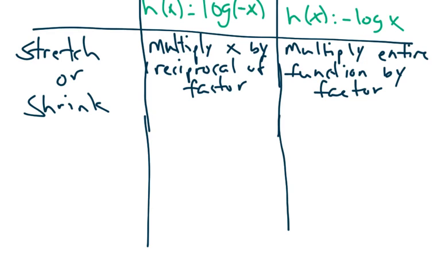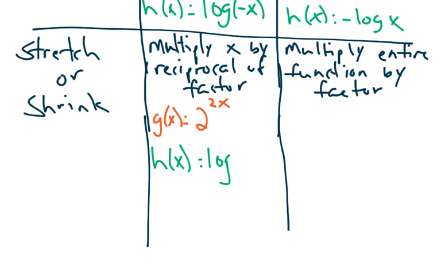So for a horizontal shrink, we could say something like g of x is equal to 2 to the 2x. That's this 2 right here, the reciprocal of the factor. The reciprocal of 2 would be a half, which makes it a horizontal shrink because the actual factor is between 0 and 1. It's a small number.